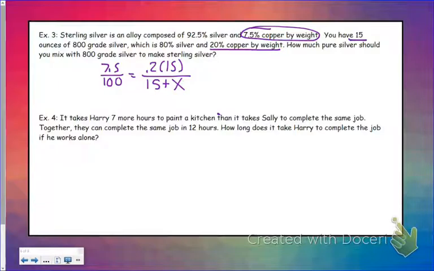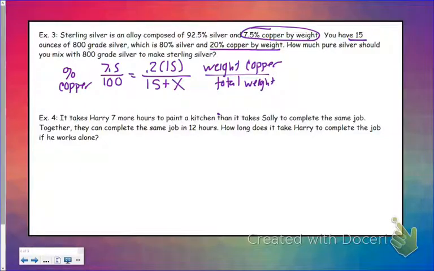Okay, the hardest part of this one is setting it up. But again, this is the percent of copper over here on the left. And then over here on the right, this is the weight of the copper. And then this is our total weight.